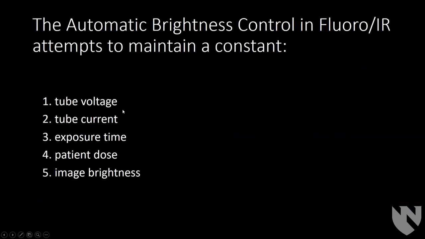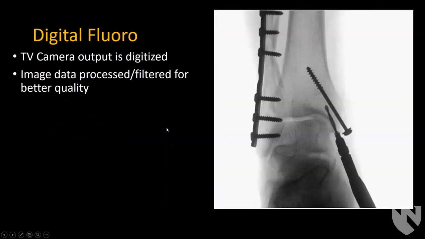So automatic brightness control on an IR system attempts to maintain a constant what? Let you pause and think about it. Okay, so it maintains a constant image brightness.